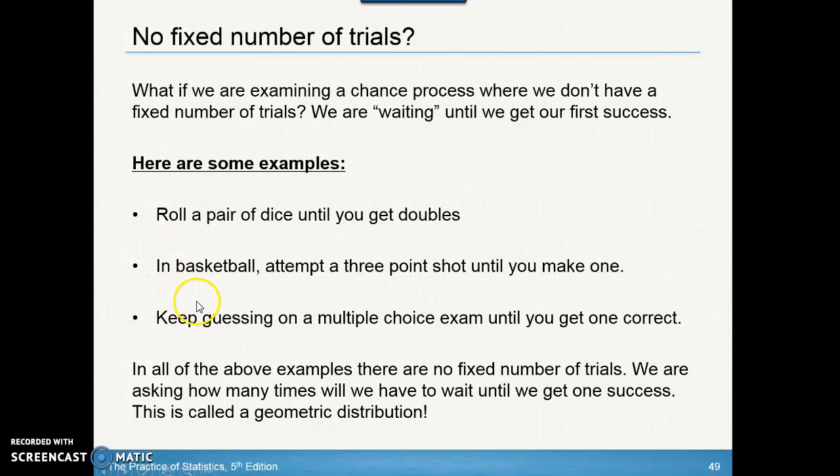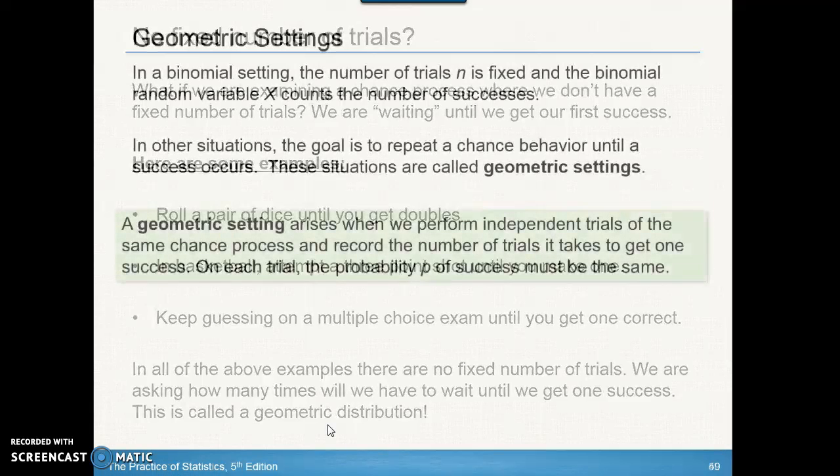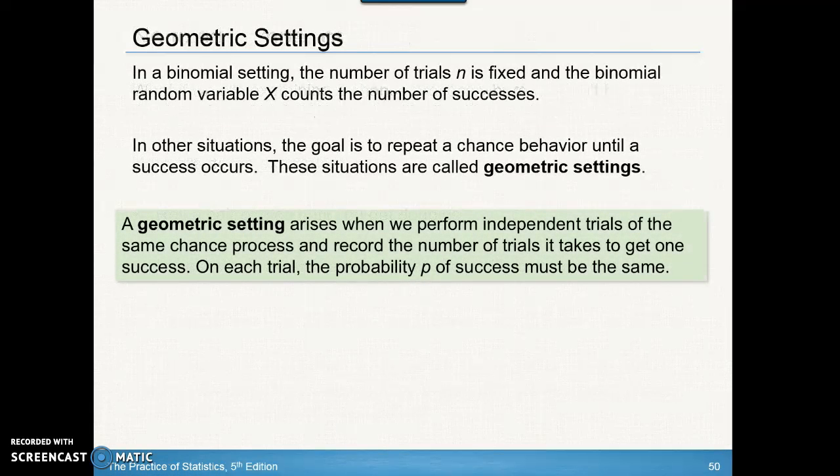So if we're looking at examples that satisfy everything for binomial distribution except for the fact that we're waiting to see when I get my first success, this is called a geometric distribution. Okay, so how is it different? The only difference between the two is that the number of trials in a geometric distribution are not necessarily fixed. So in a binomial setting, the number of trials is fixed, and the random variable X counts the number of successes in a fixed number of trials.